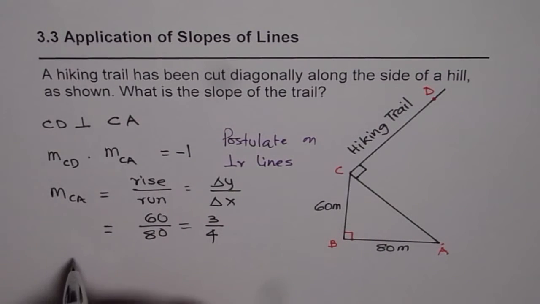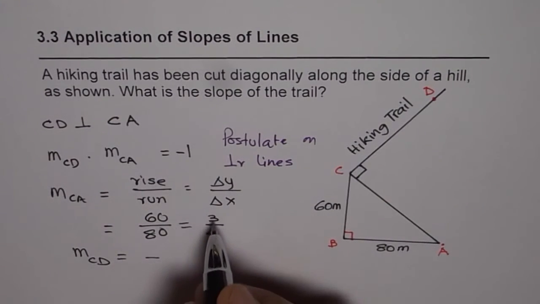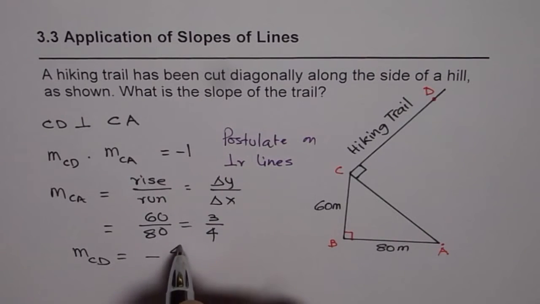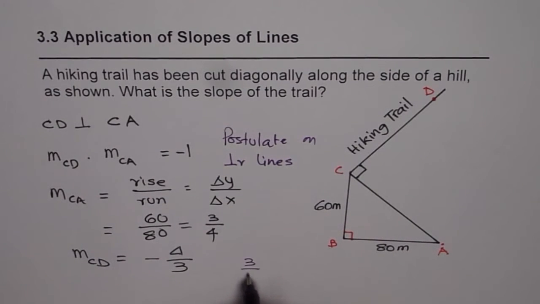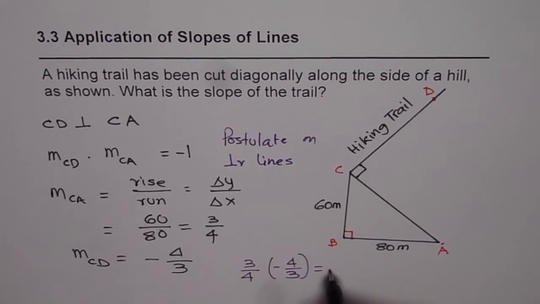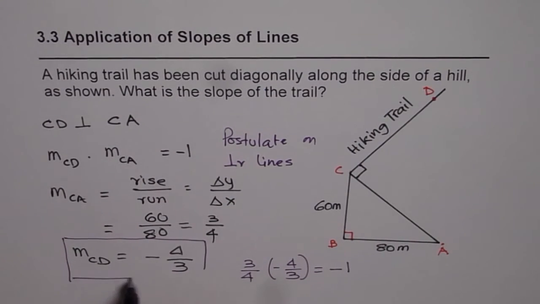Negative reciprocal. So the CD slope should be negative, and then we flip it. We get 4 over 3. That should be the slope of CD. We can verify whether it is right or wrong. If I multiply 3 over 4 with negative 4 over 3, I get minus 1. That means they are perpendicular, correct? So the answer is that the slope of the trail should be minus 4 over 3.